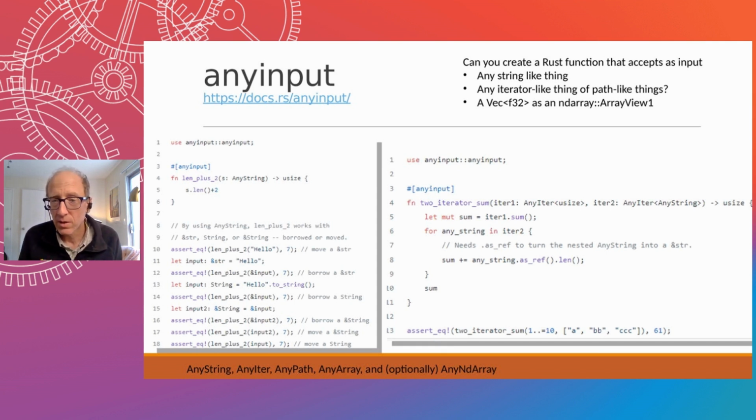We call toIteratorSum on an interesting iterator, an iterator where we're iterating from 1 to 10 inclusive, and then also an array of strings or strs or something like that. And that works fine. We can call the function, and it'll return the correct answer, which in this case is 61. So that's what the macro I wanted to create and have created does.